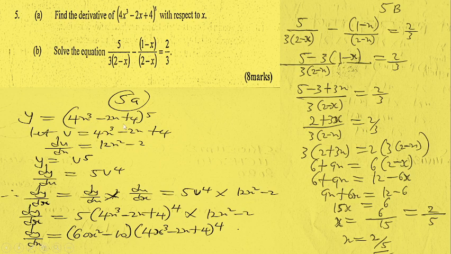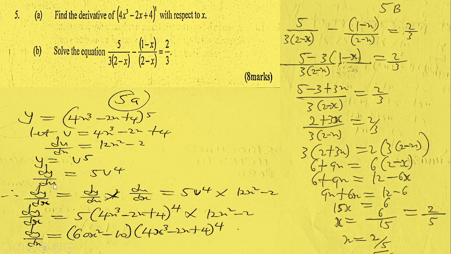Then when we call this one u, what do we have left here? We have y is equal to u raised to power 5. We already called the bracket u. So we differentiate y with respect to u. That will give us dy/du. How do you do that? The 5 will come down, which is 5u. Then you remove 1 from the 5. That will give us 5u raised to power 4.